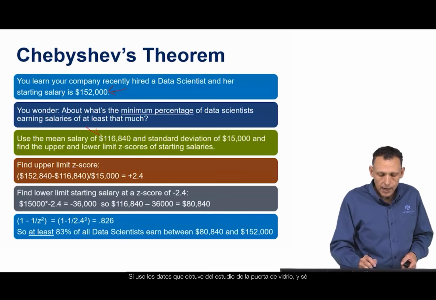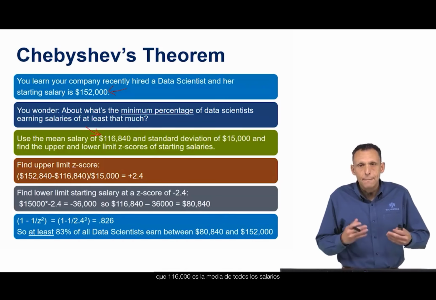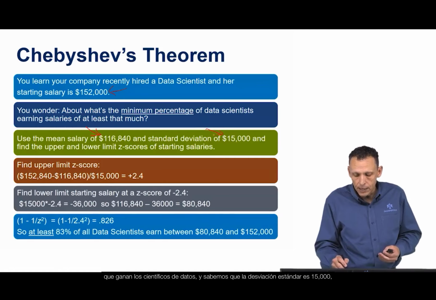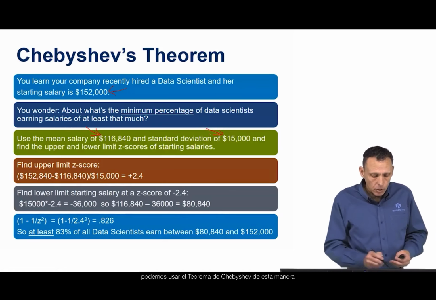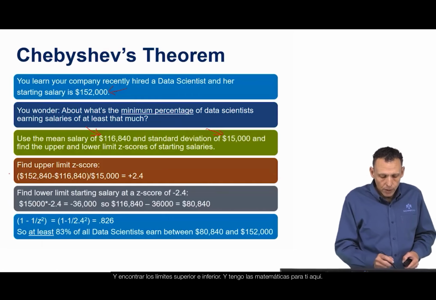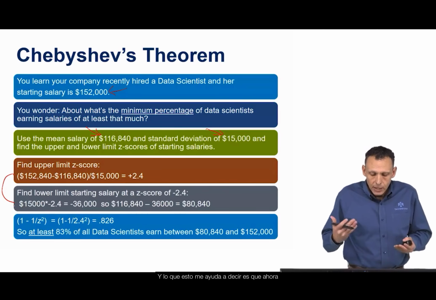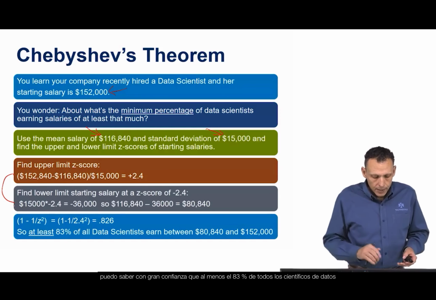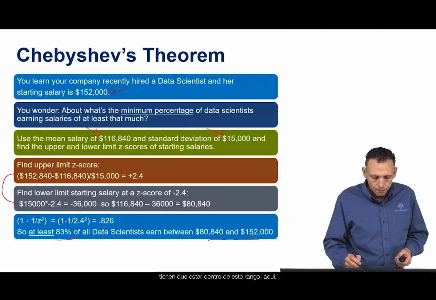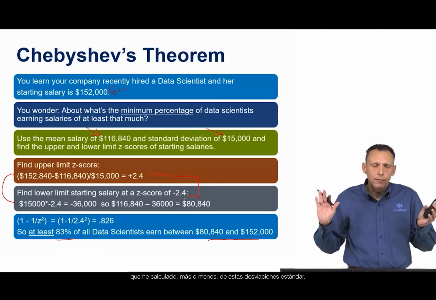If I use the data that I had from the Glassdoor study, and I know 116,000 is the mean of all the salaries that data scientists are earning, and we know that the standard deviation is 15,000, we can use Chebyshev's theorem in this way to find the upper and lower limits. And I have the math for you here. What this is helping me say is that I can now, with great confidence, know that at least 83% of all the data scientists have to fall within this range that I've calculated, plus or minus these standard deviations.